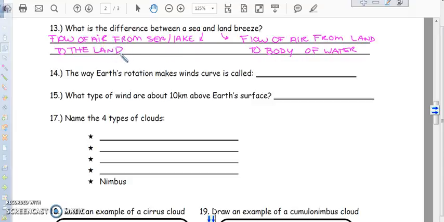The way Earth's rotation makes winds curve is called the Coriolis effect. C-O-R-I-O-L-I-S effect.